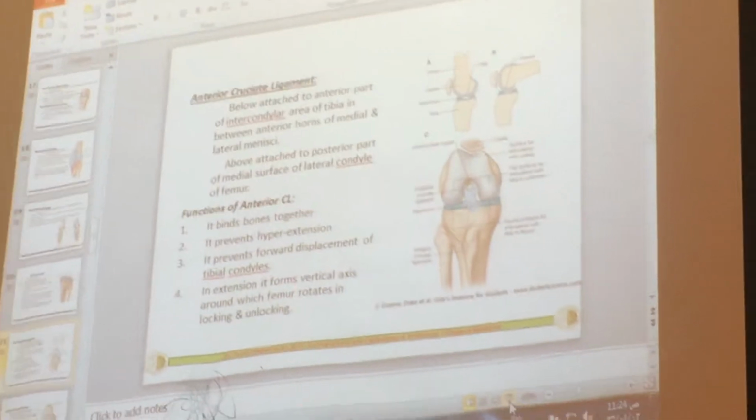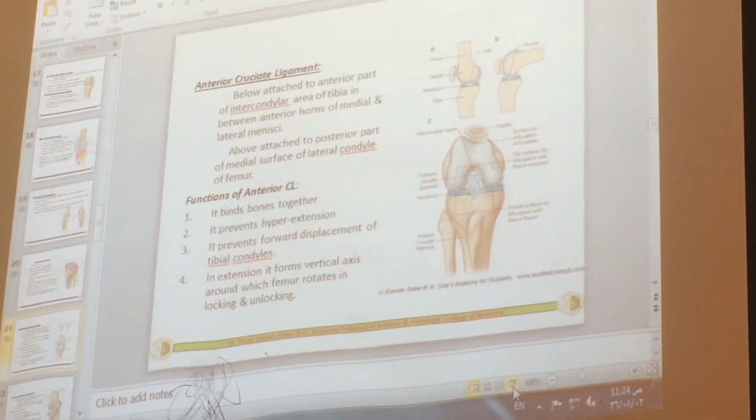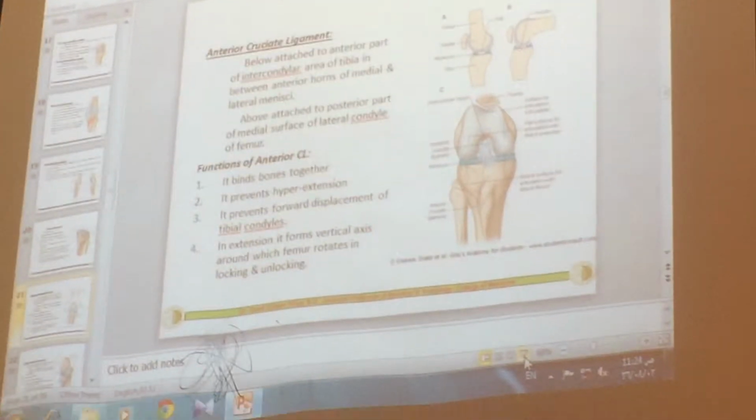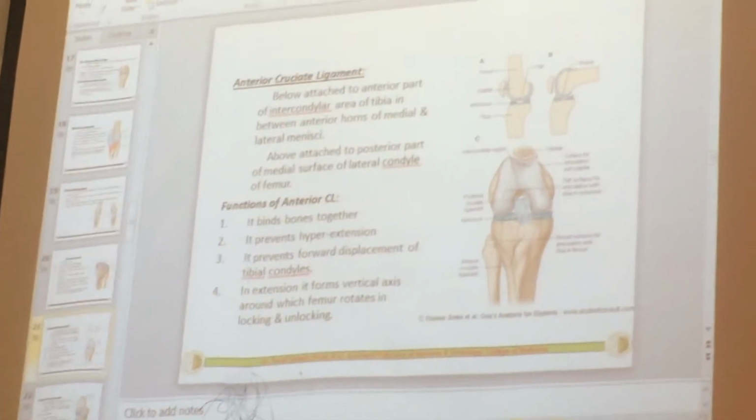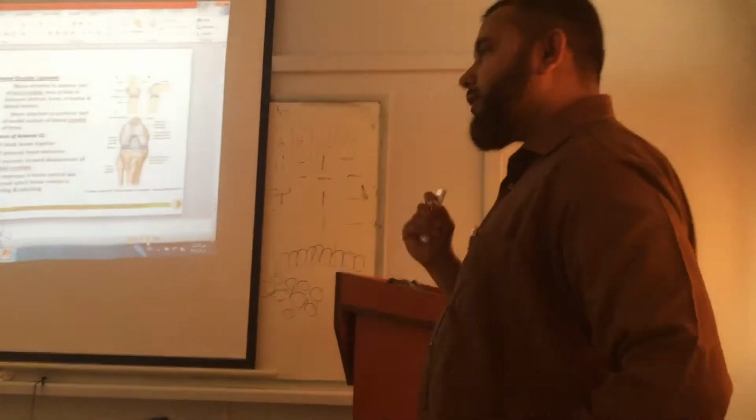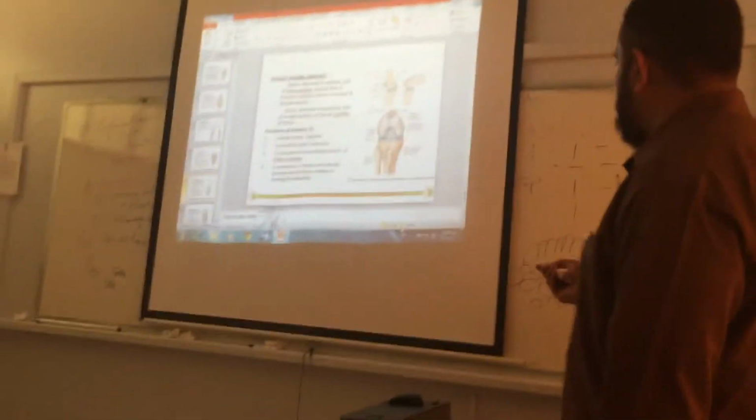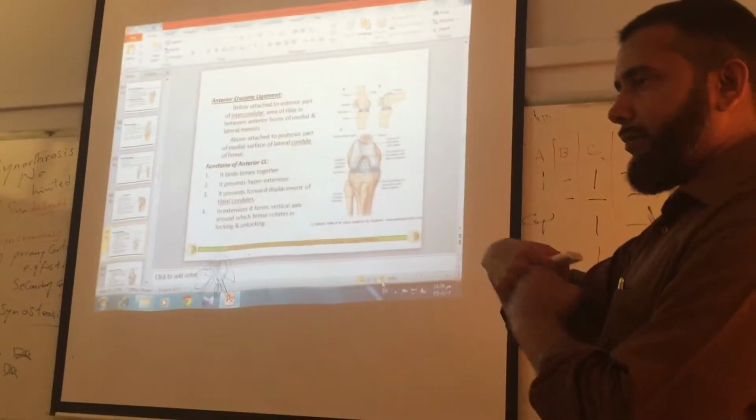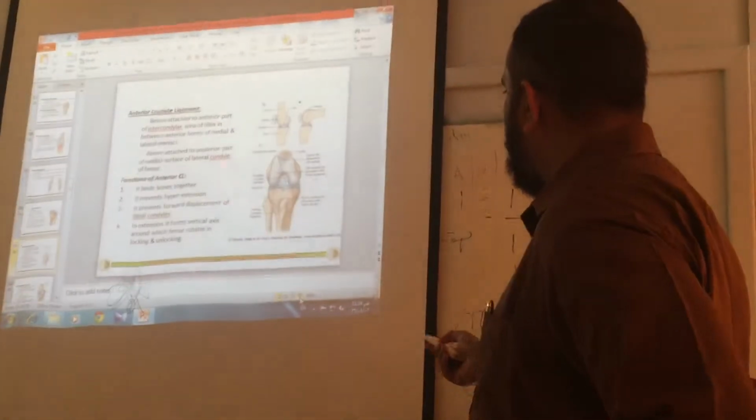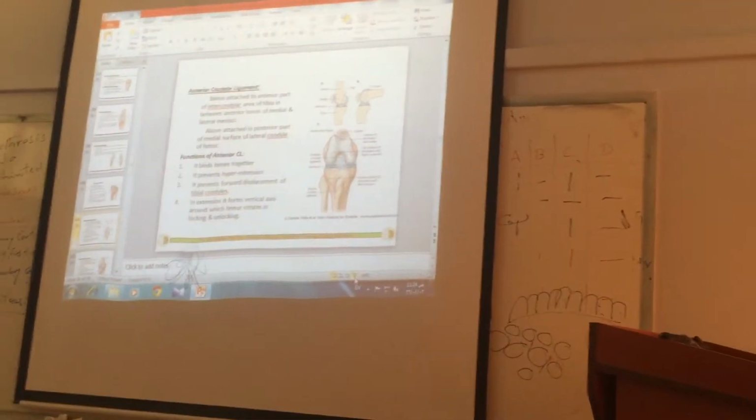The third is it prevents forward displacement of the tibial condyles. So whenever the femur is stable and if the tibia wants to move forward, if it wants to slip because of the shallowness, it will be prevented by the ligament. So this has a very important role in the prevention of the slipping. If not, the tibia is totally flat, so it can easily slip, right? So this is prevented by the anterior cruciate ligament.